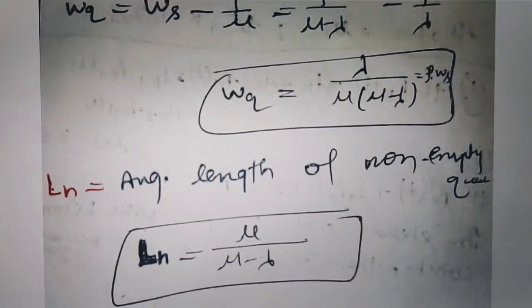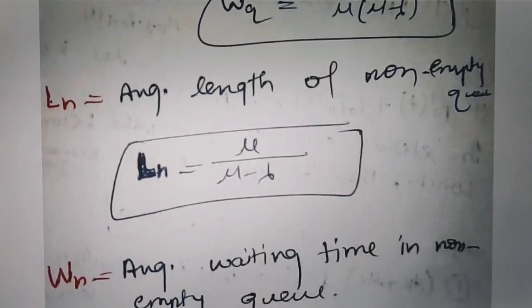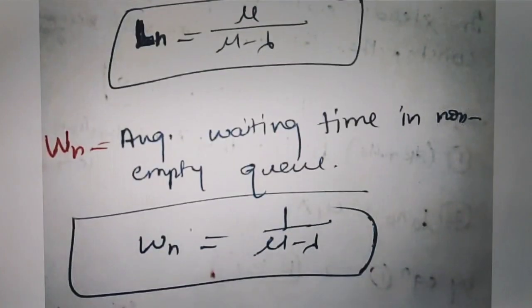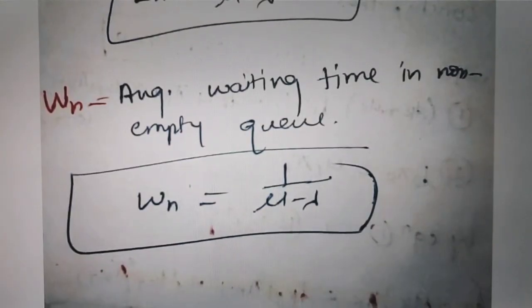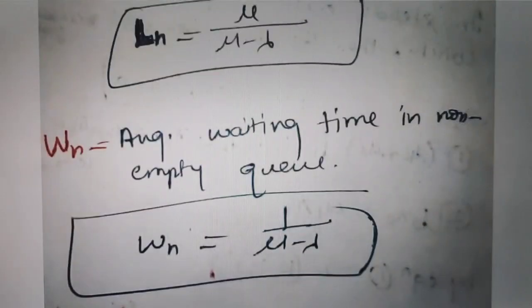So what is Ln? Ln is the average length of a non-empty queue. So we can write Ln as Ln is equal to mu upon mu minus lambda. Okay. So what is Wn? Wn is nothing but the average waiting time in a non-empty queue. So we can write Wn is equal to 1 by mu minus lambda. So these are some formulas we are using in model number 1.